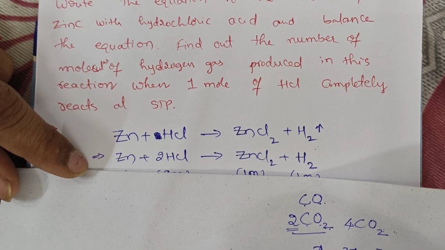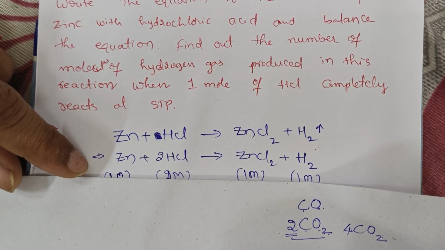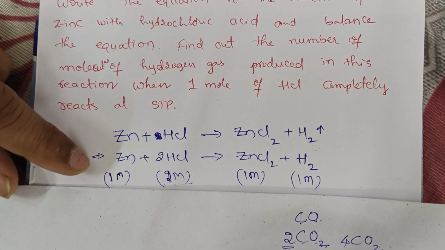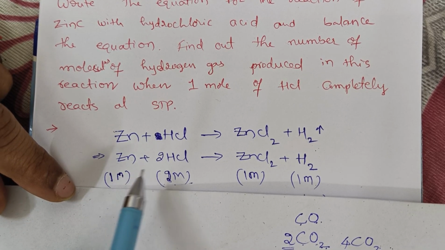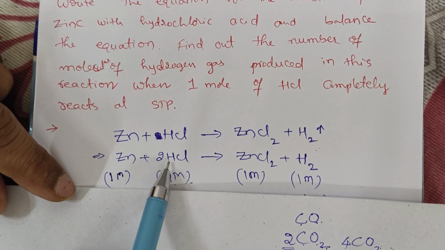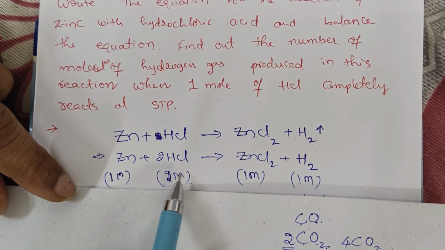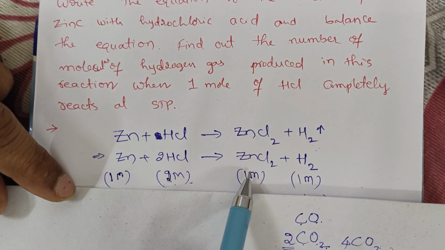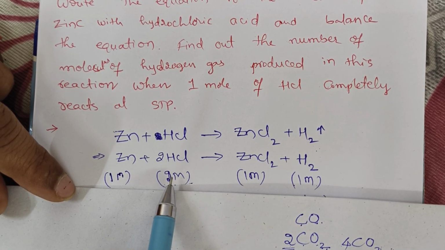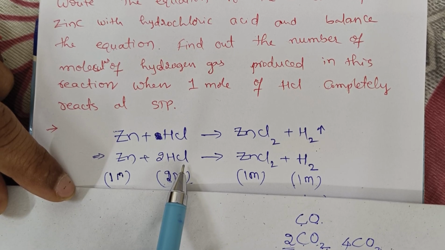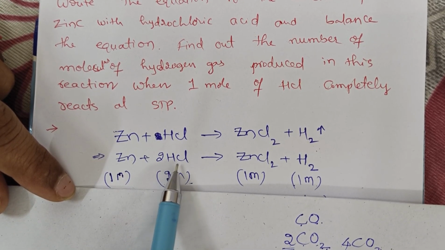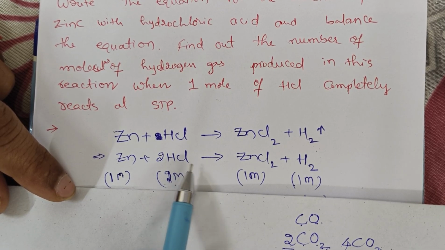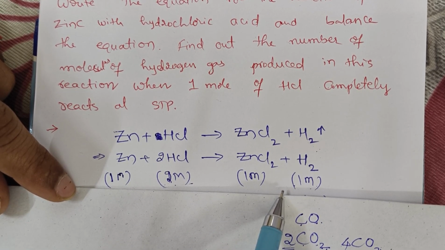After balancing the chemical equation, we have to interpret the chemical equation, right? Here the coefficient of zinc is 1, meaning 1 mole. The coefficient of HCl is 2, meaning 2 moles. Here 1, here 1, so 1 mole, 1 mole. We have to interpret the chemical equation only after balancing. Here 2 moles of hydrochloric acid gives 1 mole of hydrogen gas.